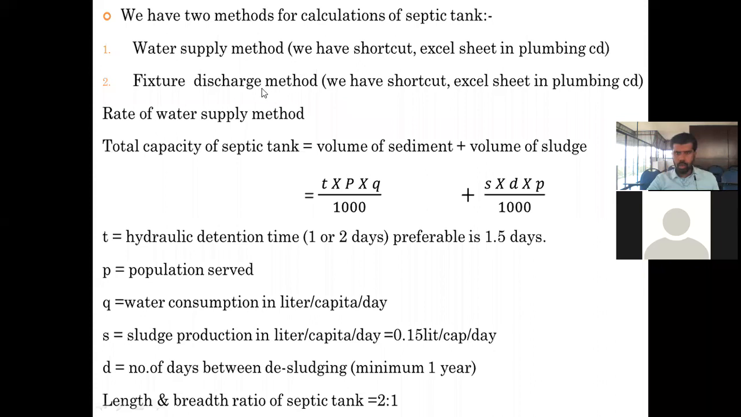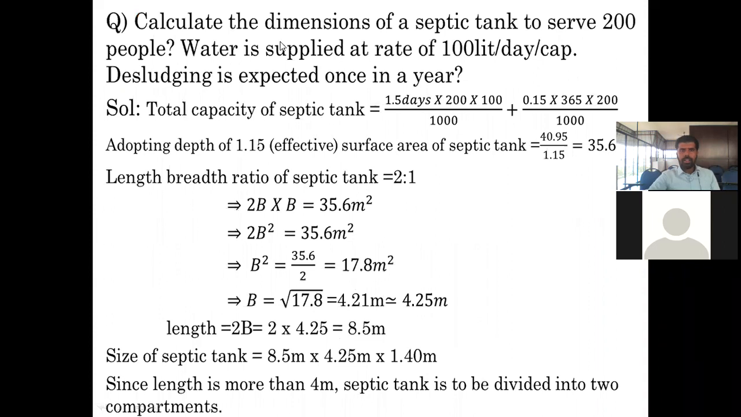We have seen these are the two different methods: water supply method and fixture discharge method. So first we can deal with the water supply method. Calculate the dimension of a septic tank to serve 200 people, and the water supplied at the rate of 100 liter per day per capita. Desludging is expected once in a year. So this is the question. There are 200 people, 100 liters consumed per day, and desludging is expected once in a year. So how to find the answer?